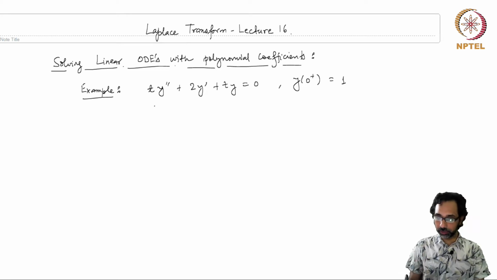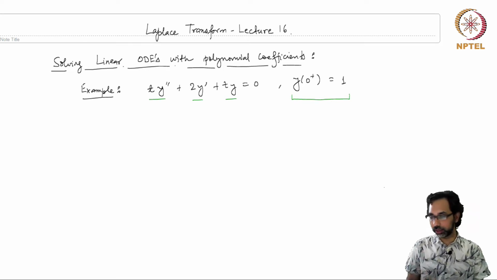As an example, we have taken this differential equation: t y double prime plus 2y prime plus ty equal to 0, with only one condition, y(0+) equals 1. This is the limit as t goes to 0 from the right hand side of y(t). This is given as 1.